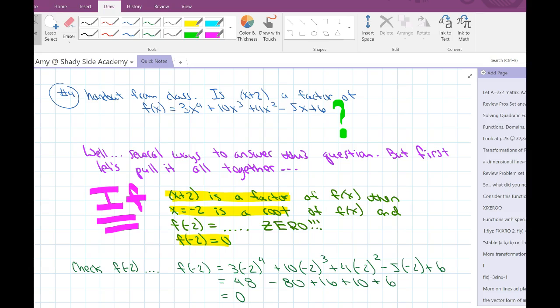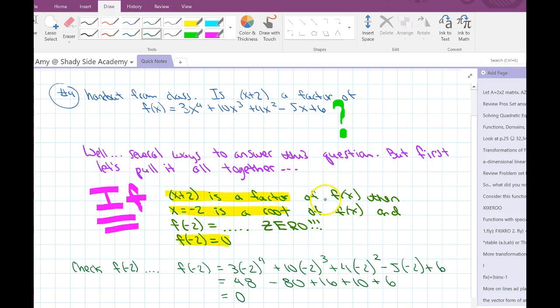Look at the handout from class. Look at number 4. The question is asking you, is x plus 2 a factor of f of x? Right here. That's the big question, okay? And I just want to talk through a couple of things. There's several ways to answer this question, but first, let's just pull it all together for a moment.